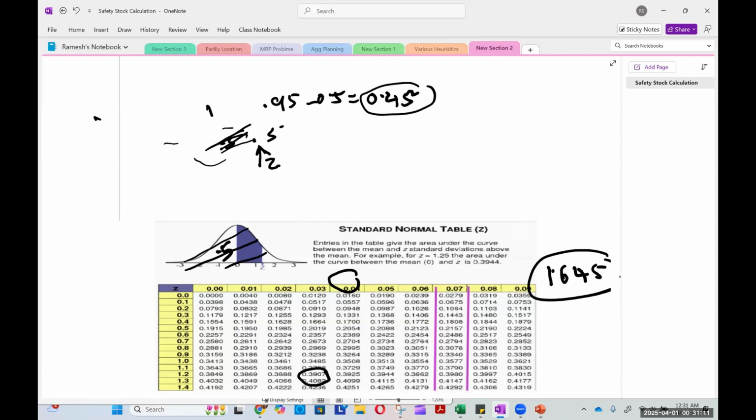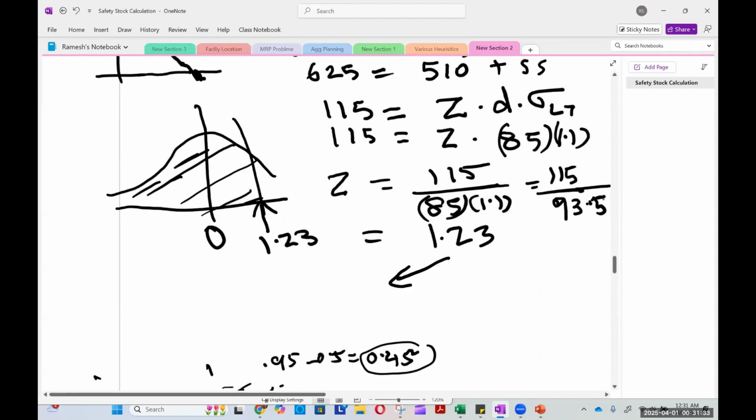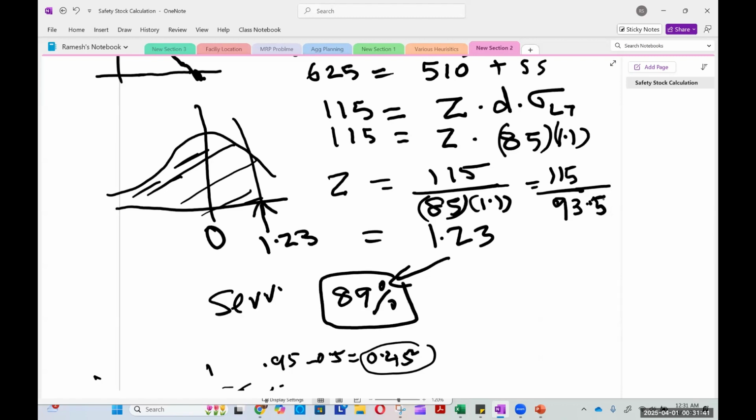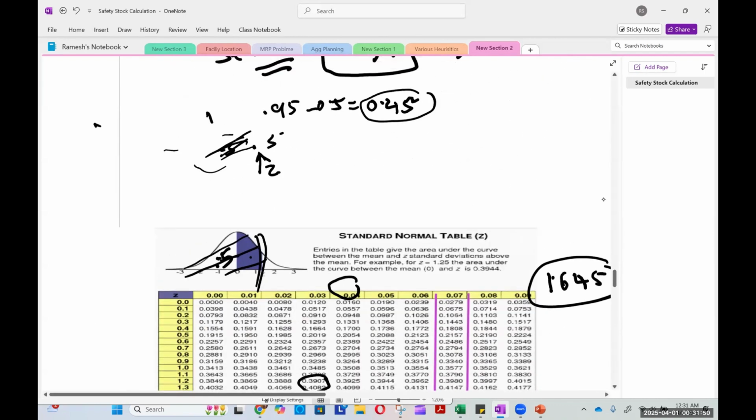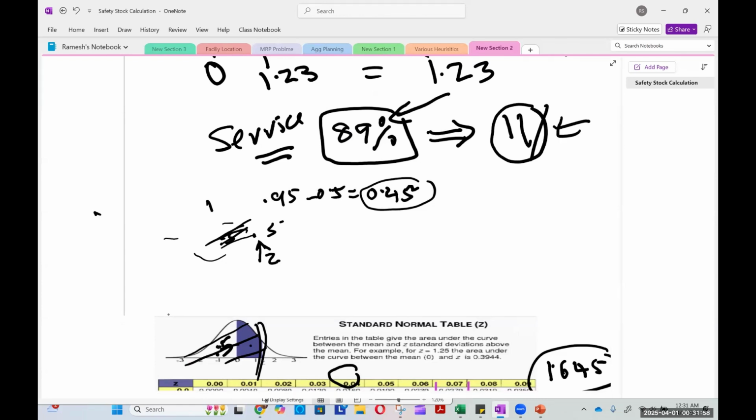Remember, you are looking for probability of all these things. Sometimes it could be less, sometimes it could be more. 39 plus 0.5, so 0.889. So the corresponding probability for this 1.23 Z is 89%. So the service level is 89%. Roughly, I'm not keeping all the decimals, it's 39.07. So roughly 11% is the likelihood. This implies an 11% probability of running out. Isn't that what they want? They wanted to know what is the probability of running out of stock.